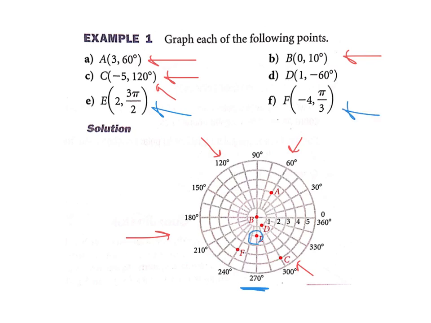The F, I'm skipping D on purpose. That's okay. F says (-4, pi over 3). Pi over 3 is 60 degrees. Because it's -4, I'm going to go radius 4, but I'm going the negative direction, so I'm going down here. So the 60-degree angle in quadrant 3. Hope that makes some sense. We'll go over a bunch of those again tomorrow, but those are pretty good.